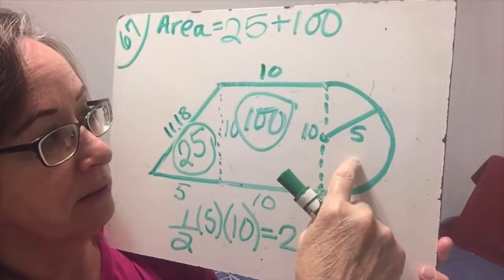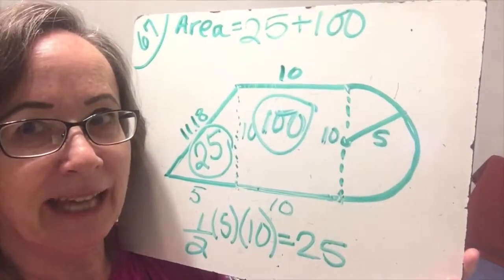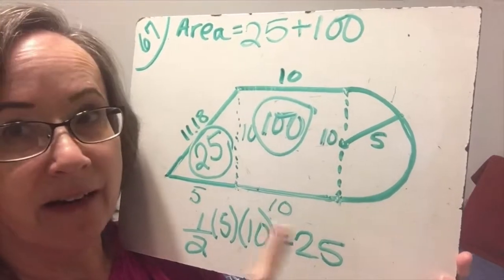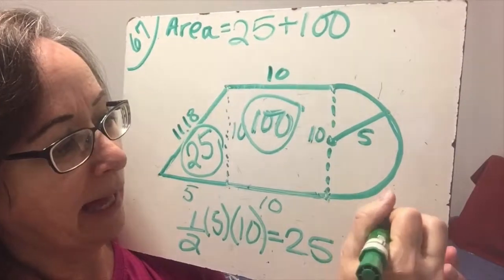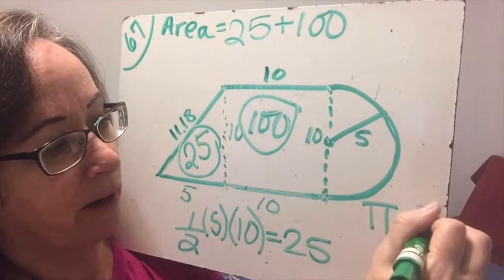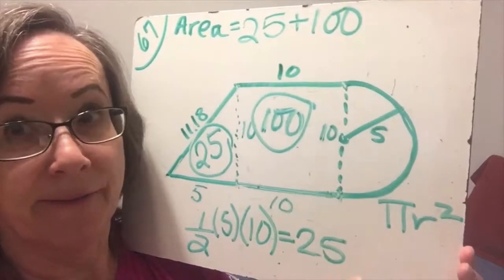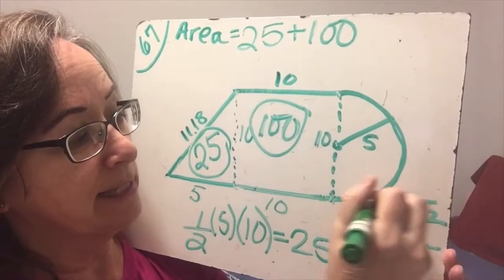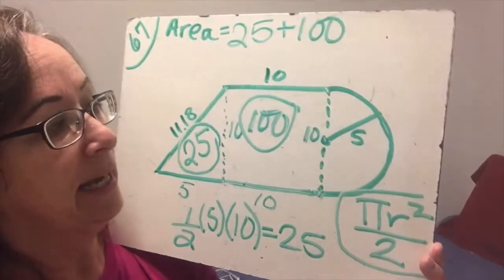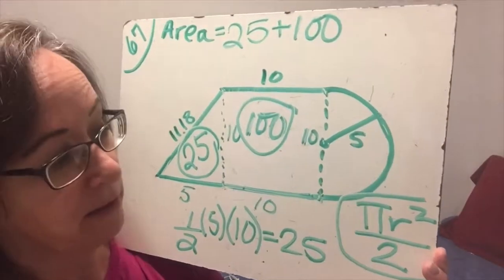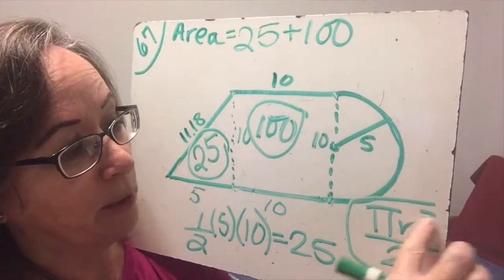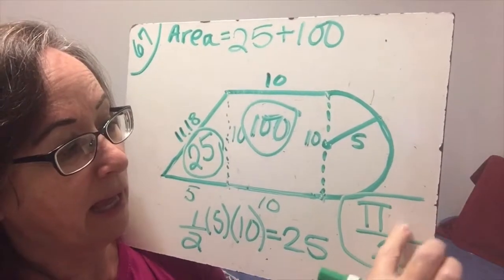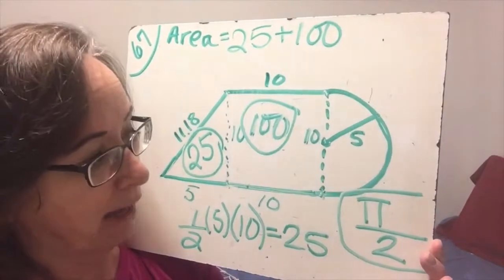Our half circle is half of the area of a circle. And the area of a circle is pi r squared. So the area of half a circle is going to be that divided by 2. So this is what I'm looking to calculate. Now my r is 5. So I can go ahead and put, instead of r squared, 5 times 5, which is 25.